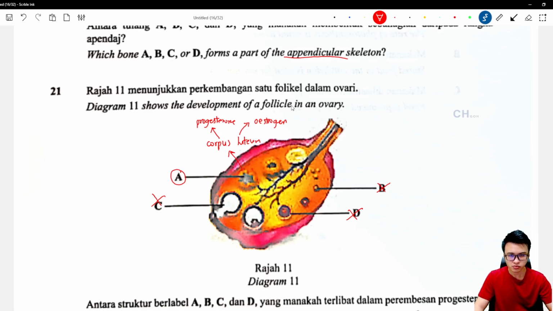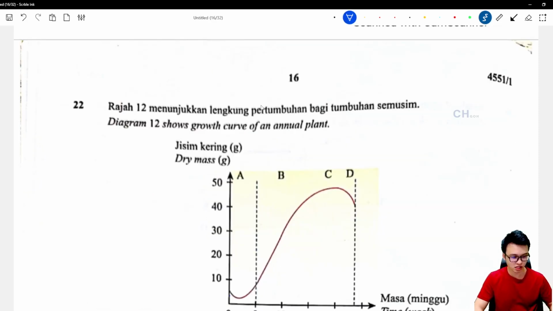So if you cannot remember all this stuff, you can go back to my previous video. I have a very detailed explanation on this topic. Go and watch that video, okay? Then you will find out how easy it is to memorize the functions of the corpus luteum. Alright, so remember. Come to question 22.